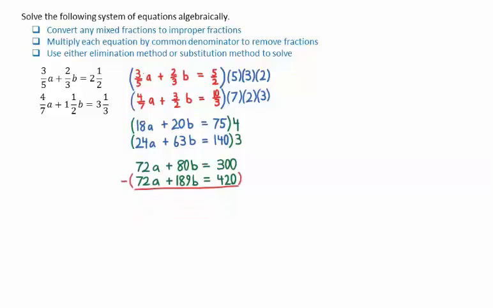We can then subtract these equations to eliminate the a, resulting in negative 109b equals negative 120. To isolate for b, we divide both sides by negative 109, resulting in b equals 120 over 109. We can then look at either of the equations we start with. In this case, I'll use 18a plus 20b equals 75, and substitute 120 over 109 in place of b.